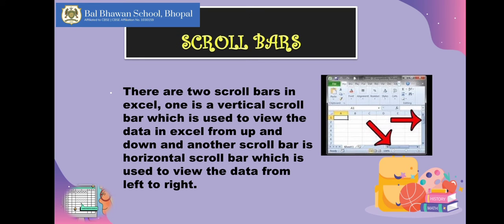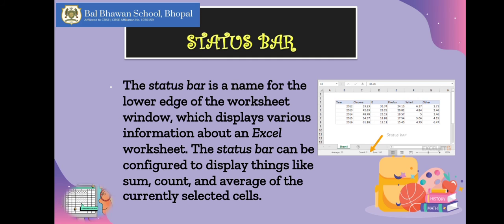Scroll bars. There are 2 scroll bars in Excel. One is a vertical scroll bar which is used to view the data in Excel from up and down, and another scroll bar is horizontal scroll bar which is used to view the data from left to right or right to left.